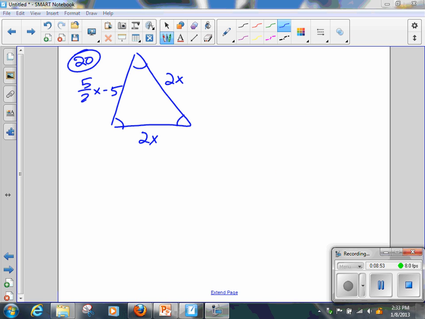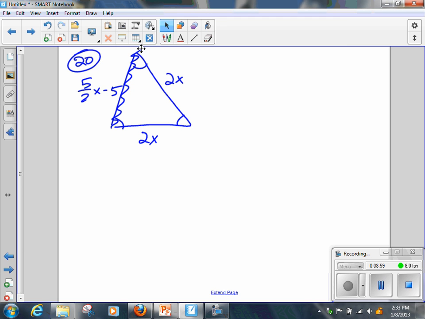And we have to find XZ. We've got to find this side right here. If this is an equiangular triangle, then what do you know about all its sides? They're all equal. So what do you guys always want to avoid? You don't want to deal with decimals, and definitely don't want to deal with fractions, right?